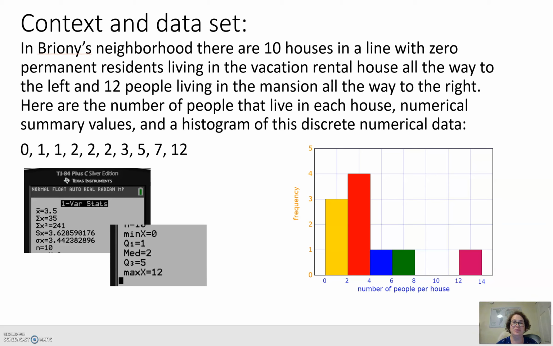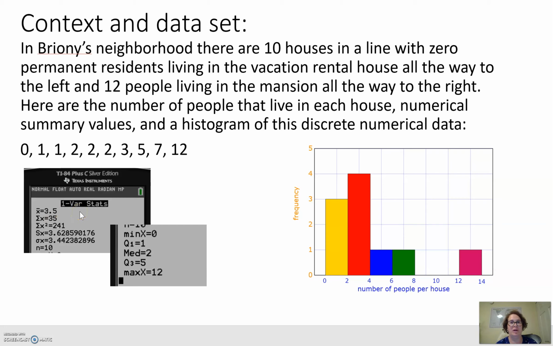Hi there, statistics students. We're going to continue with this context of having 10 houses in a line. Here's the number of people living in each house. There is an average of 3.5 people per house. That is to say, if we had to have the same number of people in every house, there'd be 3.5 people in every house.